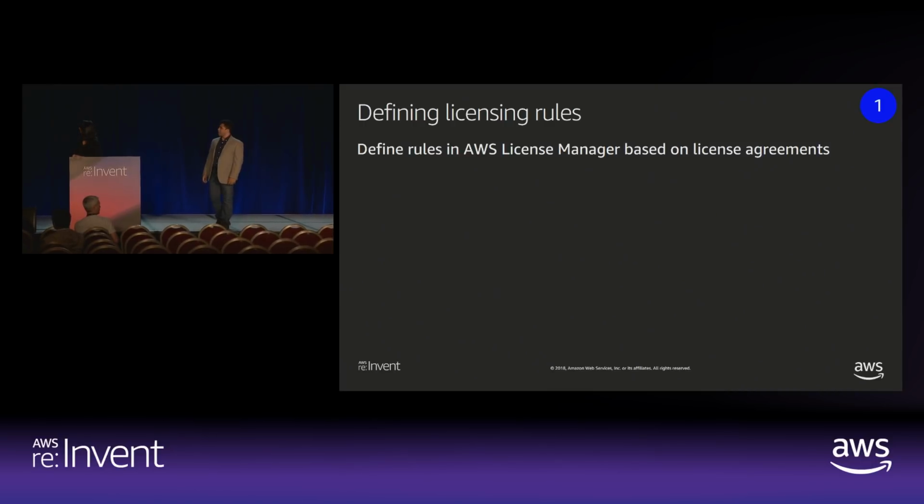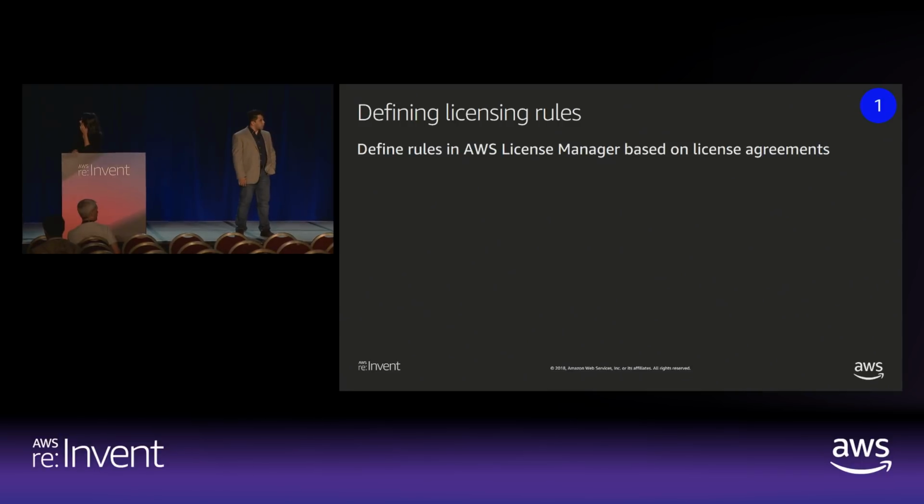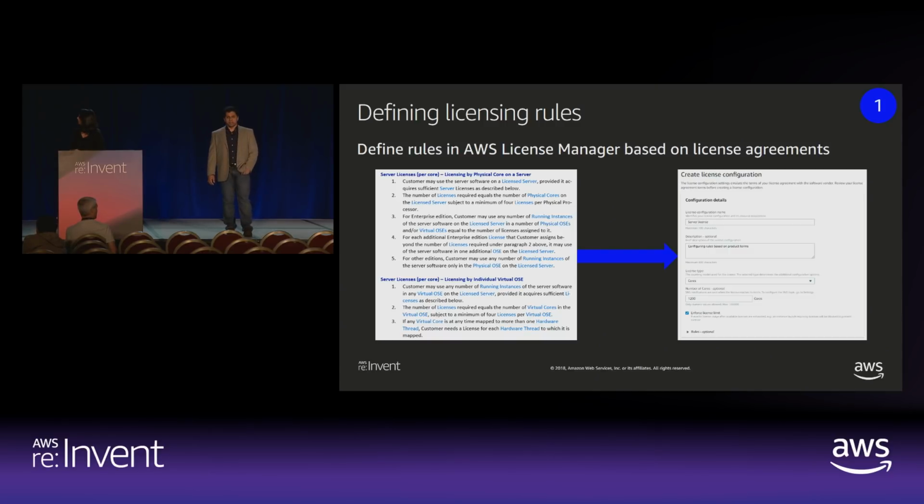Let's talk about the first step, that is defining licensing rules. Step 1 is define rules in AWS License Manager based on enterprise agreement. Here is an example. You can take your enterprise agreement or product terms from a software vendor and you can create rules in AWS License Manager in the form of a configuration. The service calls it license configuration, that you create once and you set them up, enforce them, and the licenses are managed by the service based on the terms or rules that you specify here.